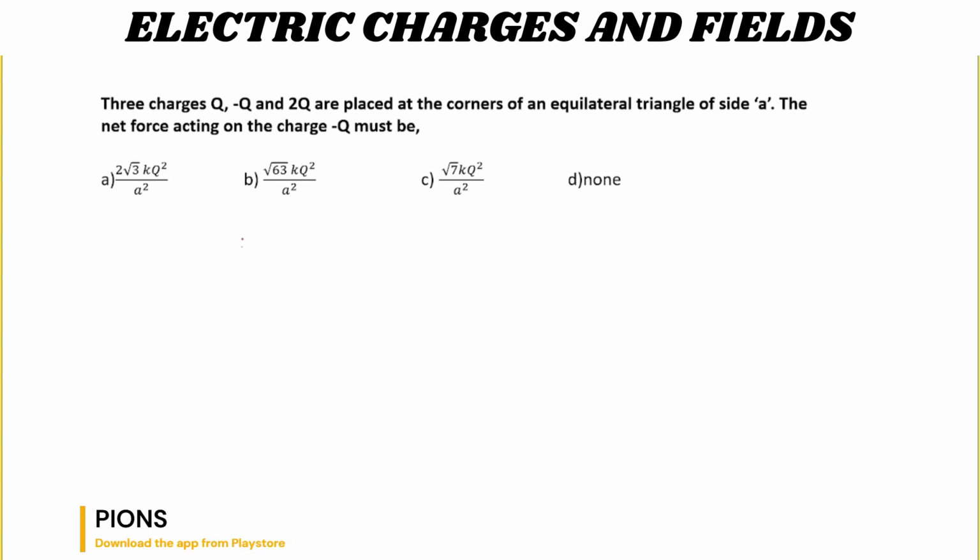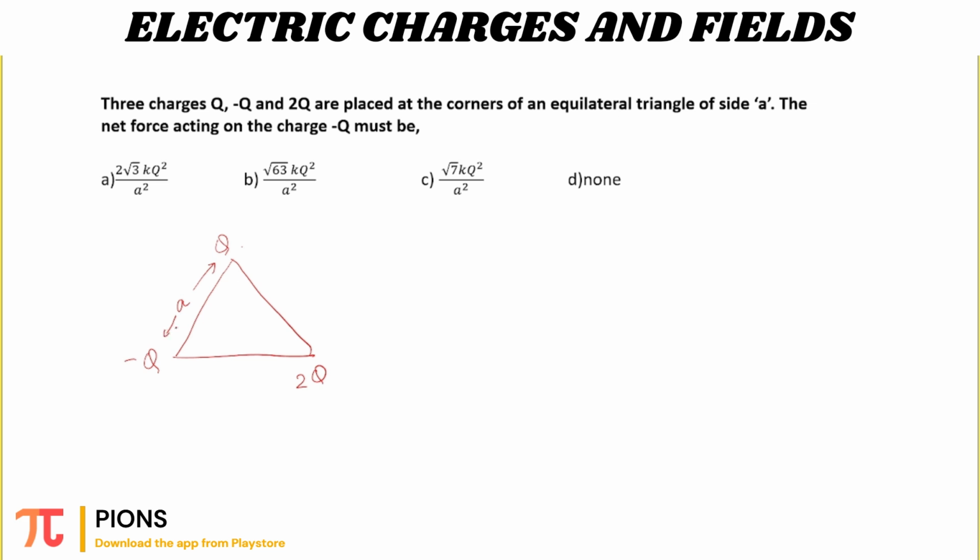Three charges Q, minus Q and 2Q are placed at the corners of an equilateral triangle. So let's draw an equilateral triangle over here. Let's say this is our equilateral triangle with charges Q, minus Q and 2Q over here, and having a side length of A. So each side of this equilateral triangle is A over here.